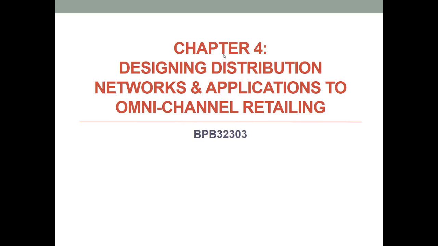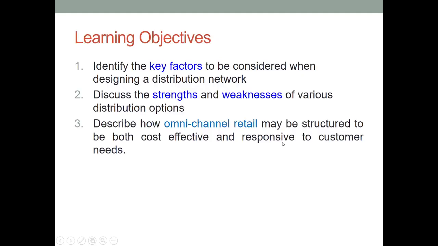So today we are going to continue on the next chapter, which is chapter 4, designing distribution network and application to the omnichannel retail. By the end of this topic, it is hoped that firstly you can identify the key factors to be considered when designing a distribution network. Next, we can discuss the strength and weakness of various distribution options. And thirdly, describe how omnichannel retail may be structured to be both cost effective and responsive to customer needs.